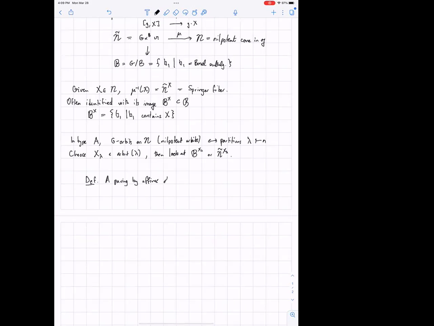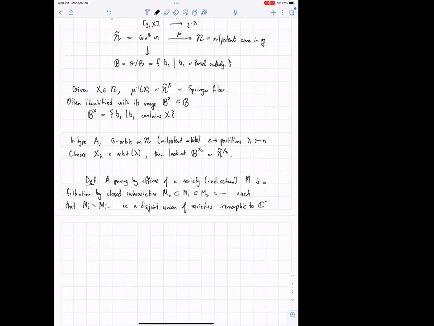of a variety or reduced scheme M is a filtration by closed subvarieties, M0 contained in M1, such that Mi less Mi minus 1 is a disjoint union of varieties isomorphic to C^r, not all of the same dimension. I mean, this r could vary, but let me not try and introduce any more complicated notation. So we could have multiple varieties that could have different dimensions.